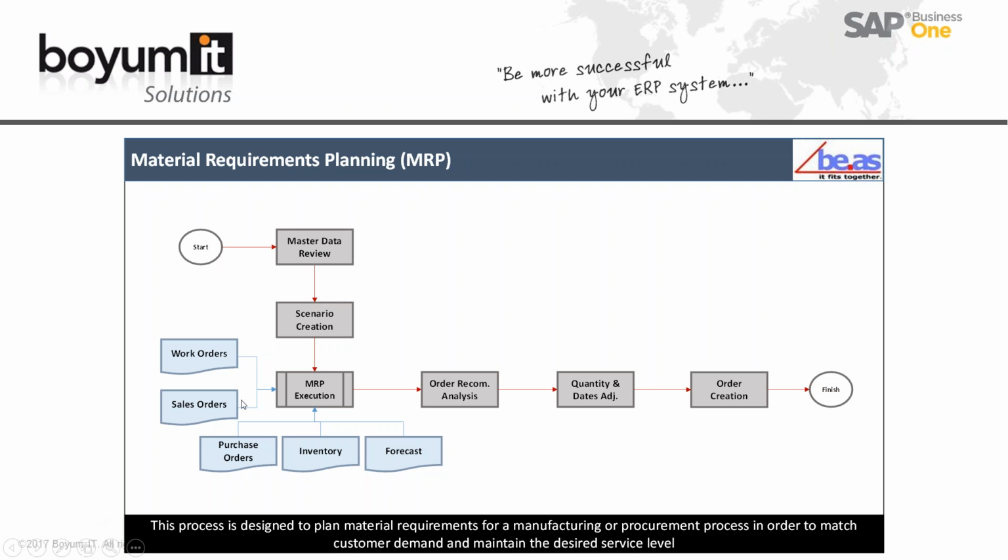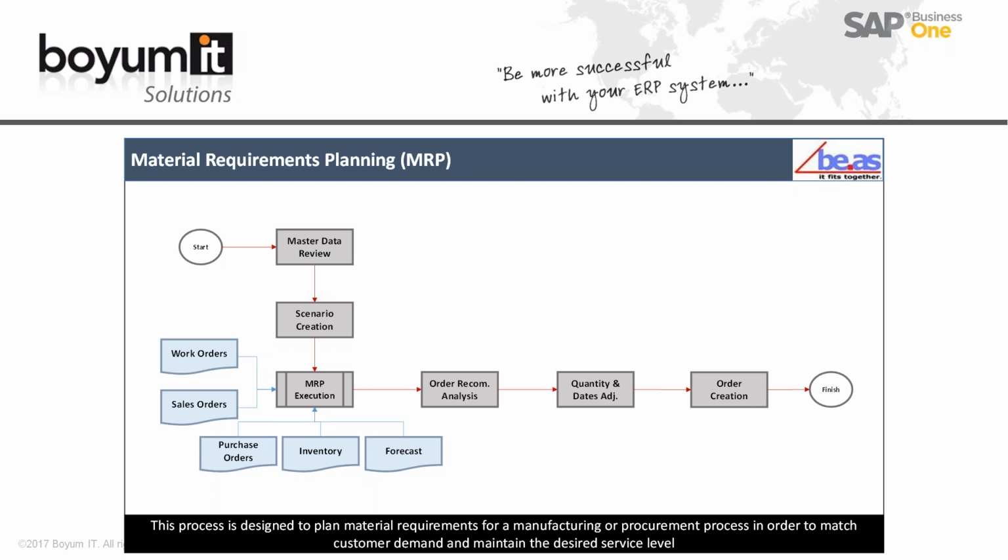Right after we execute the MRP, this can be in background or online, we will receive from the system the calculation of the requirements of each product that we assign on the scenario. In here, we can see and analyze all the purchase requests that we should do, and all the production that we should make in order to get into our sales and into our desired service level that we have.